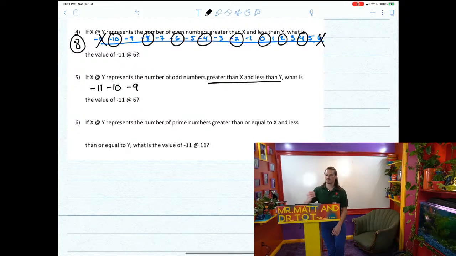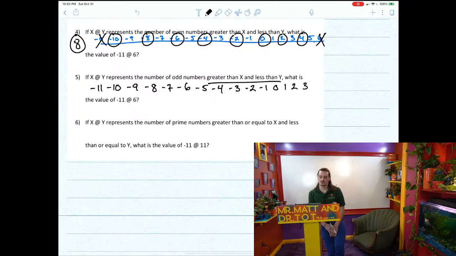And now we're looking for the odd values. So we're going to have negative 9, negative 7, negative 5, negative 3, negative 1, positive 1, positive 3, positive 5. So we're going to have 1, 2, 3, 4, 5, 6, 7, 8 numbers that are greater than negative 11 and less than positive 6 that are odd.